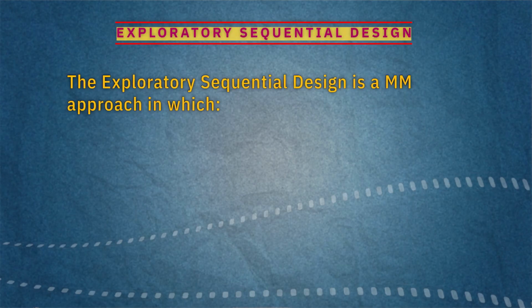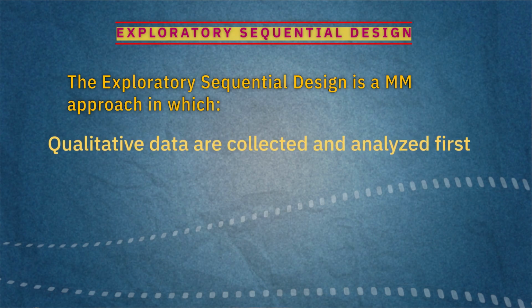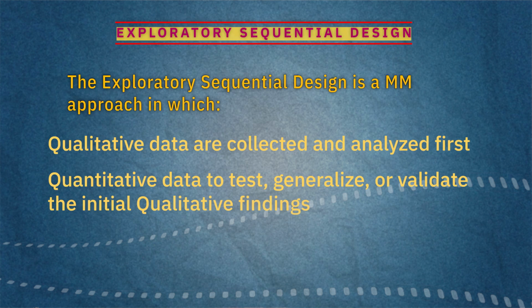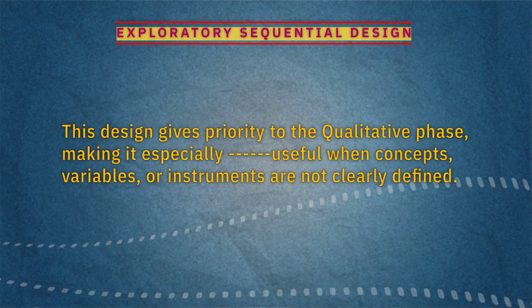Moving on, third comes the exploratory sequential design. The exploratory sequential design is a mixed method approach in which qualitative data are collected and analyzed first, followed by quantitative data to test, generalize, and validate the initial qualitative findings. This design gives priority to the qualitative phase, making it especially useful when the concepts, variables, or instruments are not clearly defined. This is actually a three-phase study where the researcher works from the constructivist principle.